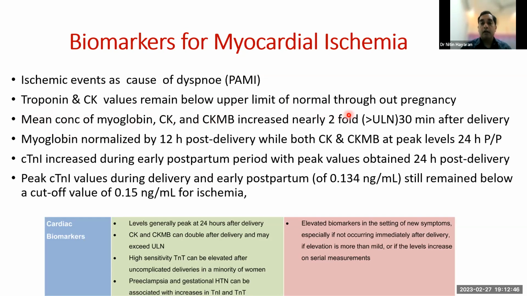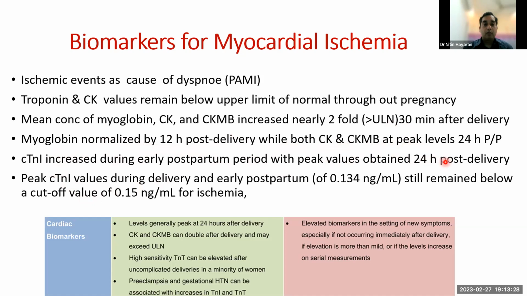Like the peptides, these levels are also increased to around 2 folds of the upper value. The mean concentrations of myoglobin, CK and CKMB, creatine kinase and creatine kinase MB, increase nearly twofold of the upper limit of normal 30 minutes post-delivery. That is the time when it is the highest. Myoglobin normalizes by 12 hours post-delivery, while both CK and CKMB remain at peak level until 24 hours postpartum. Troponin I is increased during the early postpartum period, with peak values obtained 24 hours post-delivery.